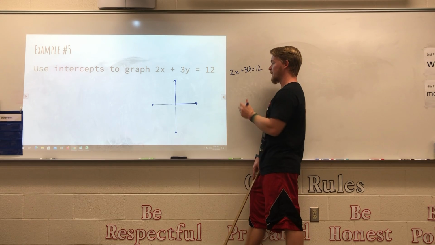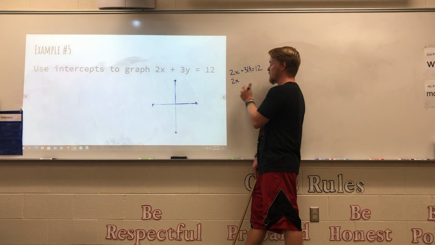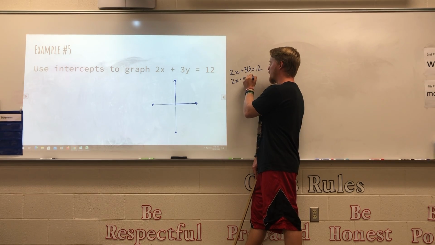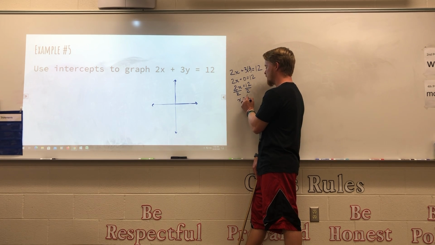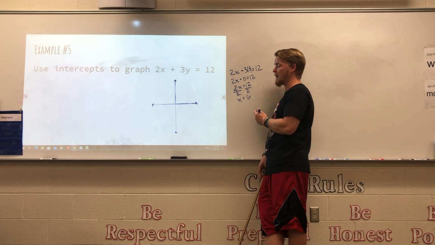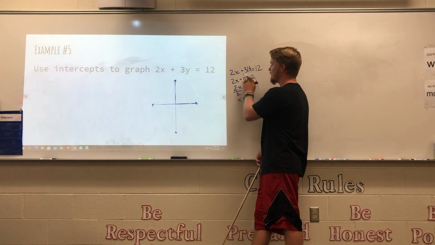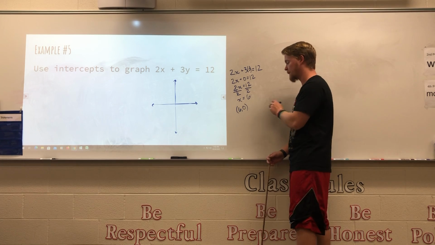And then we're just simplifying, because 3 times 0 is 0, so this is just plus 0, equals 12. And then that can just go away, and it's just 2x equals 12. Simplify, divide by 2, x equals 6. So remember, we have to turn that into an ordered pair in order to graph it. So if the x is 6, remember the y in this part was 0, so that's an ordered pair of 6, 0. So that's our first point.